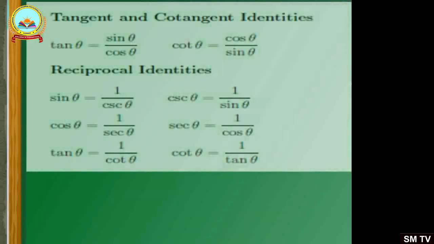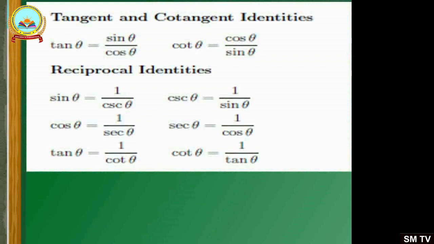Then the identities or relations. The first one is tangent and cotangent. Tan theta means sine theta by cos theta and cot theta means cos theta divided by sine theta. And the reciprocal identities: sine theta is equal to 1 by cosecant theta or cosecant theta is 1 by sine theta. Cos theta is 1 by secant theta or secant theta is 1 by cos theta. Tan theta is 1 by cot theta or cot theta is equal to 1 by tan theta.